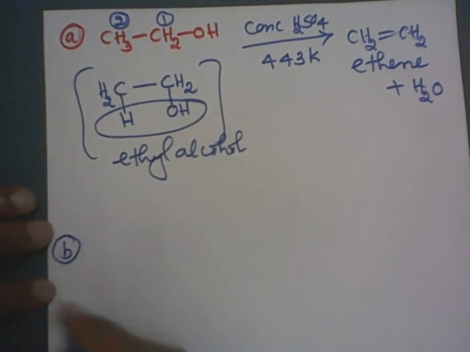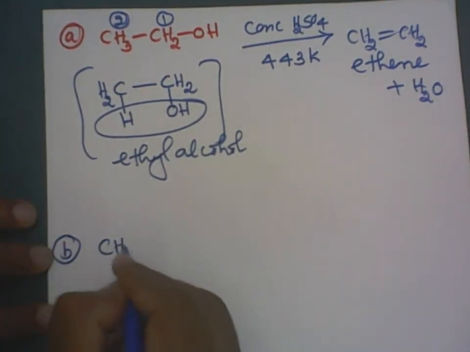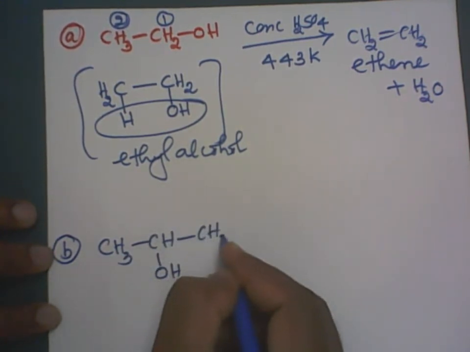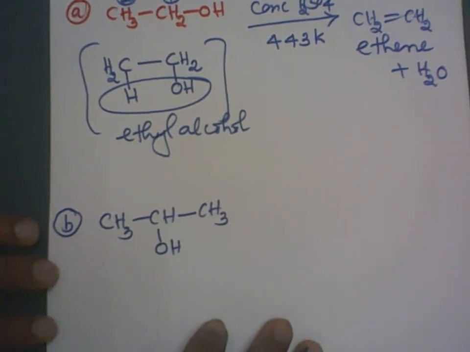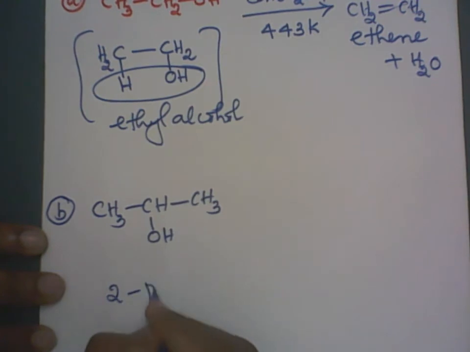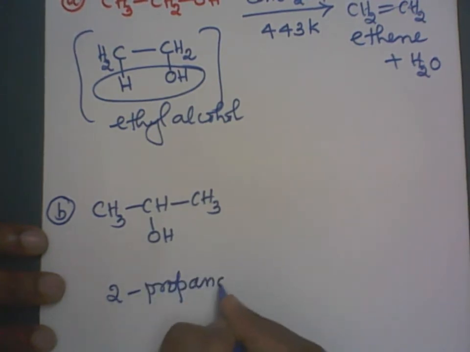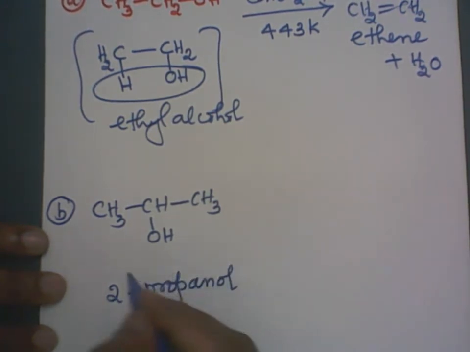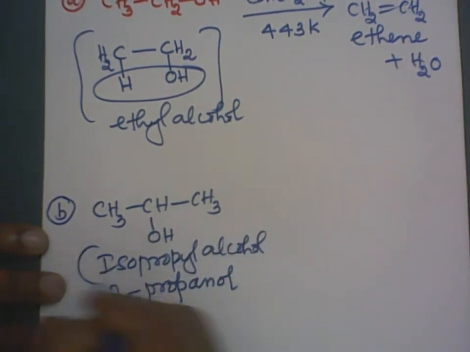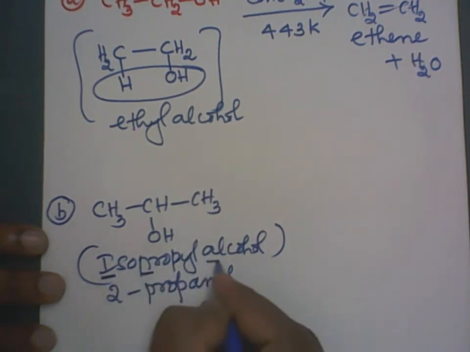Let me go for the second example. Let me take CH3, CH, OH and a CH3. How many carbon atoms are there? 3 carbon atoms are there. And OH is on the second carbon atom. I can write 2-propanol or propan-2-ol, also called isopropyl alcohol, IPA. Iso, propyl, alcohol.